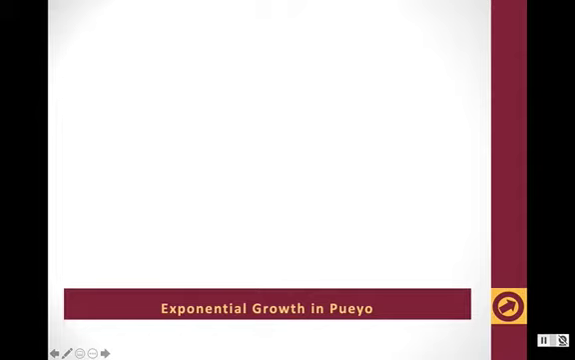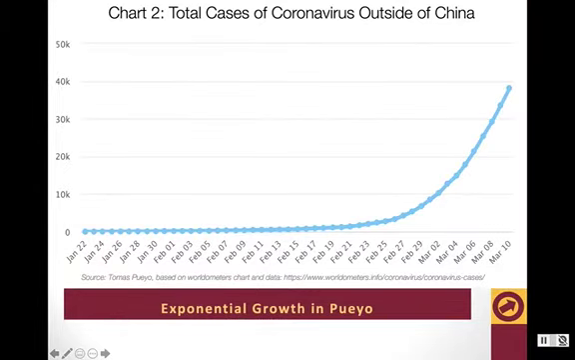As far as exponential growth in Pueyo's article is concerned, chart 2 here shows what people are talking about most clearly. Chart 2 is a graph that shows us the total number of cases of COVID-19 infections outside of China between late January and early March. Now, notice from January 22nd to late February and early March, the number of cases grows very gradually, and then all of a sudden takes a really sharp turn upward, such that if you look at the total number of new cases between March 2nd and March 10th, you see that's about 30,000 new cases.